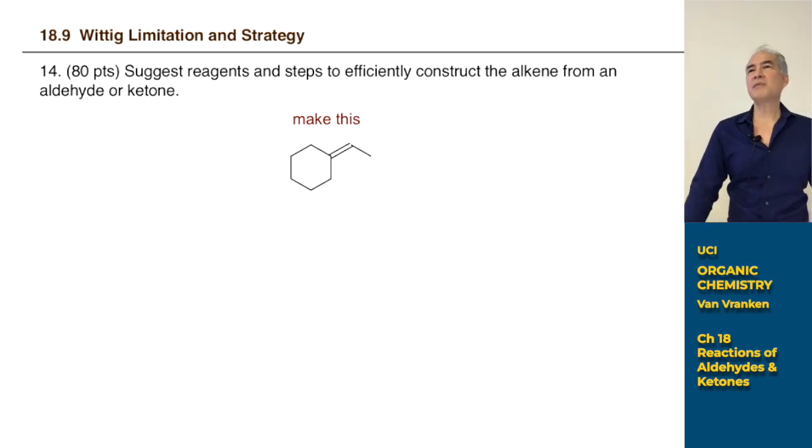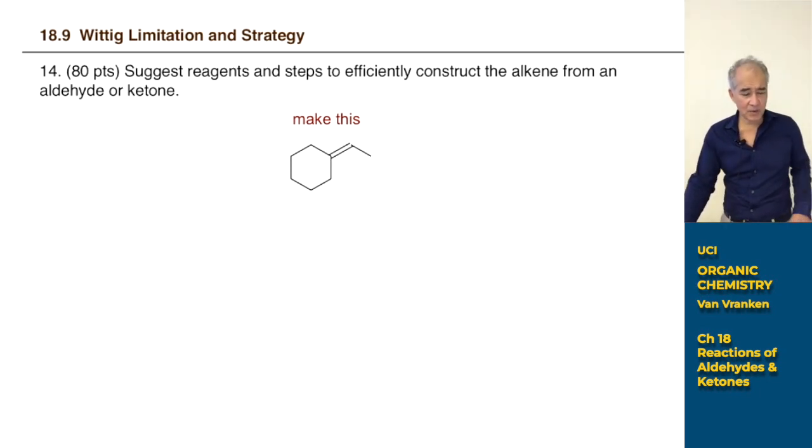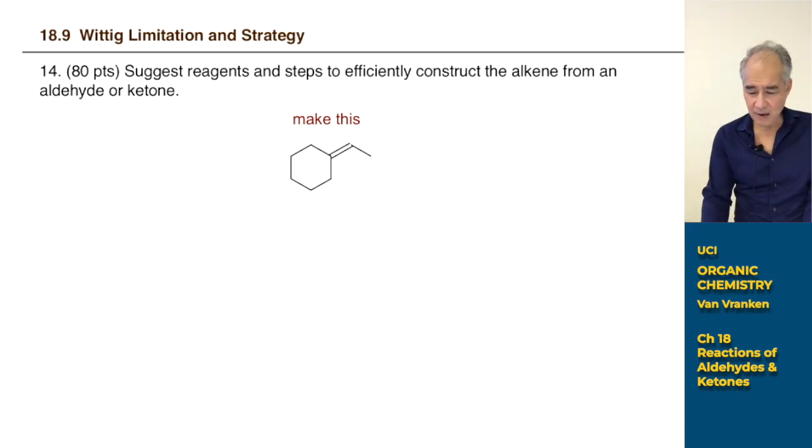Now, this is different from the kinds of problems that I give you on my exams and on my discussion section worksheets. I always tell you the starting materials. I say, here's the starting materials, you figure out a way to make this. But let's talk strategically about how you would make this kind of trisubstituted olefin that you see here, this C=C double bond.